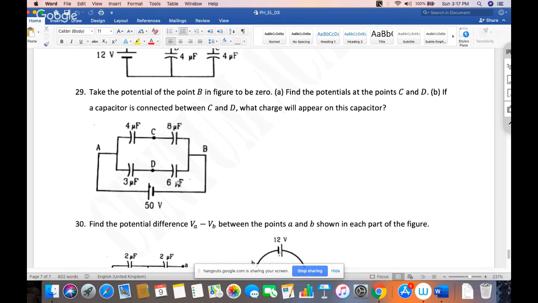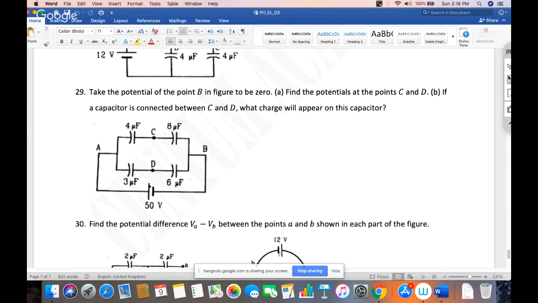So this is the Wheatstone bridge. 4 into 6 is 24, 3 into 8 is 24. So as C1 C4 is equal to C2 C3, whatever capacitor you connect in between, the charge would be 0. This I have already proved. So I am only gonna solve the first part. What is the potential at point C and D?